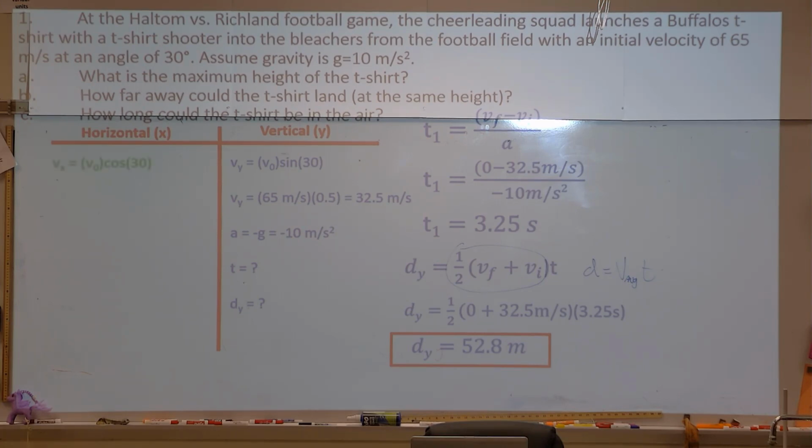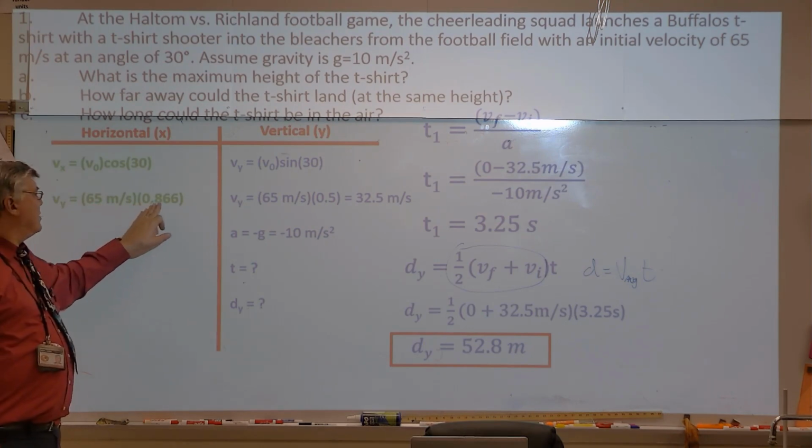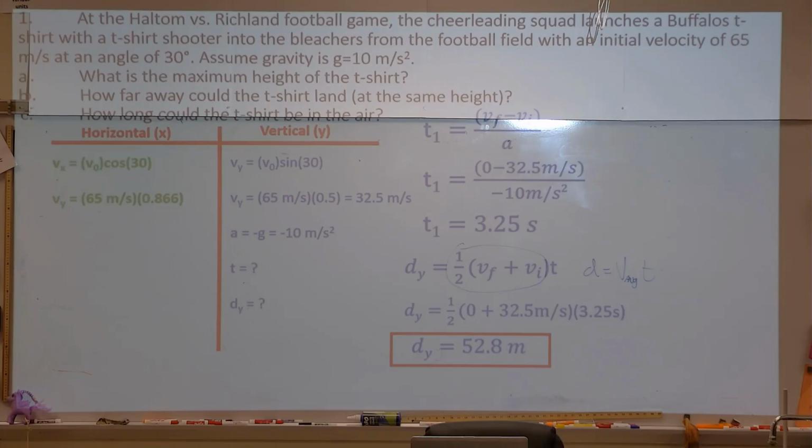Since I have the time, I can also get the distance over here. My Vx is going to be my 65 meters per second times the cosine of 30 degrees, which is 0.866. So I end up with 56.3 meters per second. So that's its horizontal velocity. And that's what I'll use in my calculations from now on.